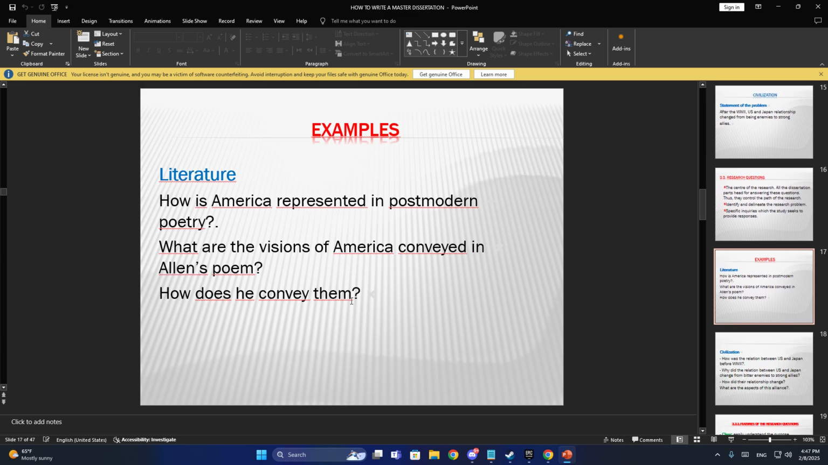As far as our topic in literature, we can suggest the following research questions. For example, how is America represented in postmodern poetry?